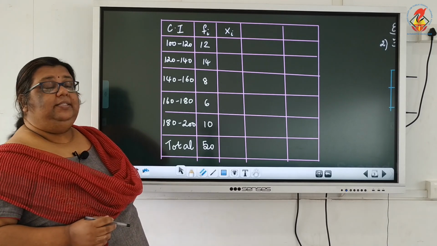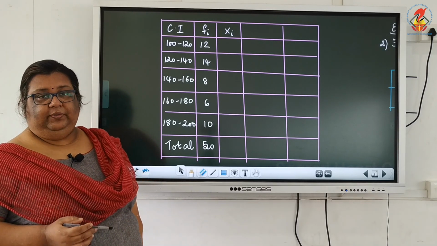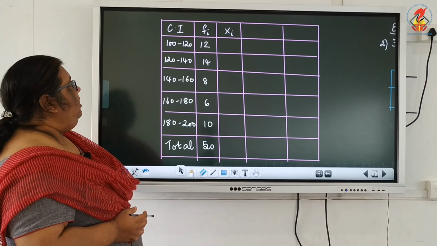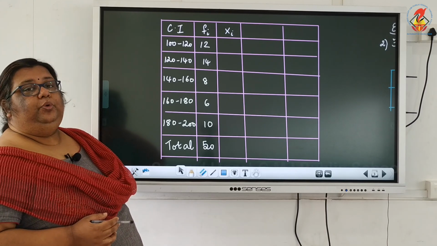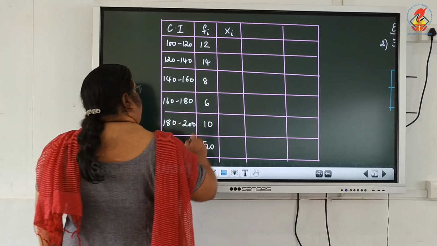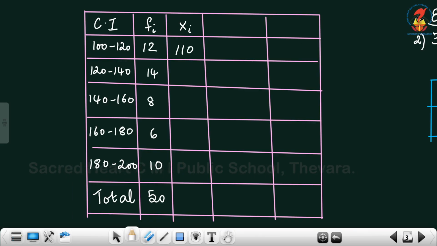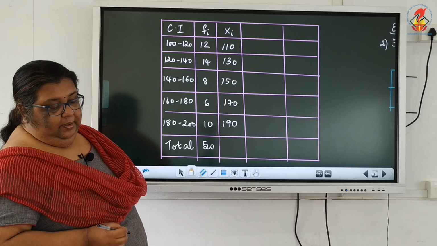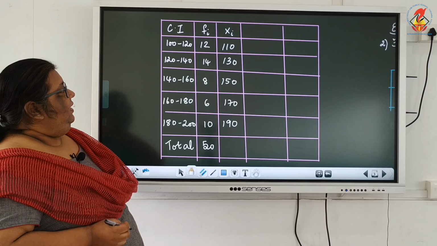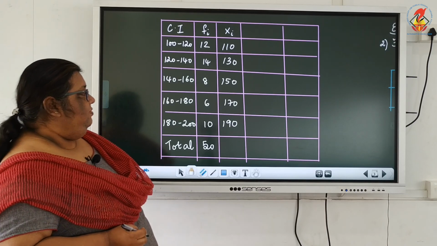Now, we will find the mid value of the class intervals. 100 plus 120 by 2, 220 by 2, which is equal to 110. The next one will be 130, 150, 170, 190. These will be the mid values: 110, 130, 150, 170, 190.